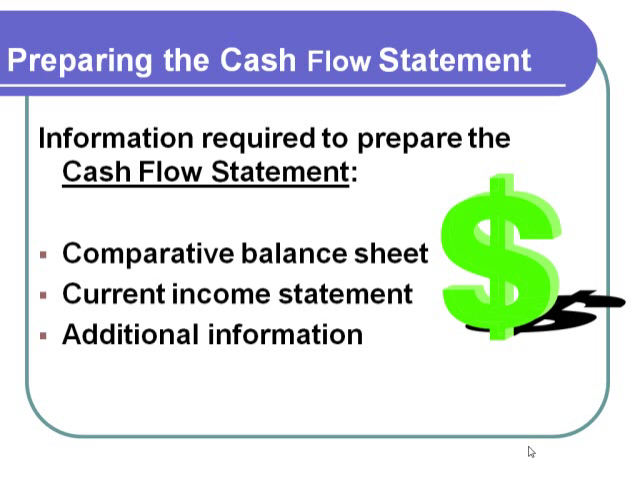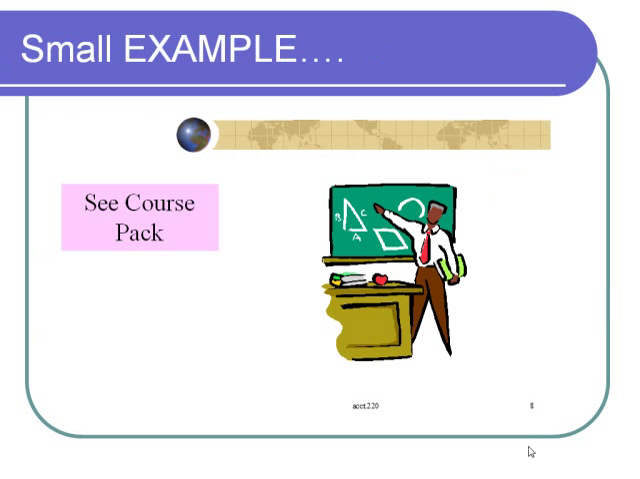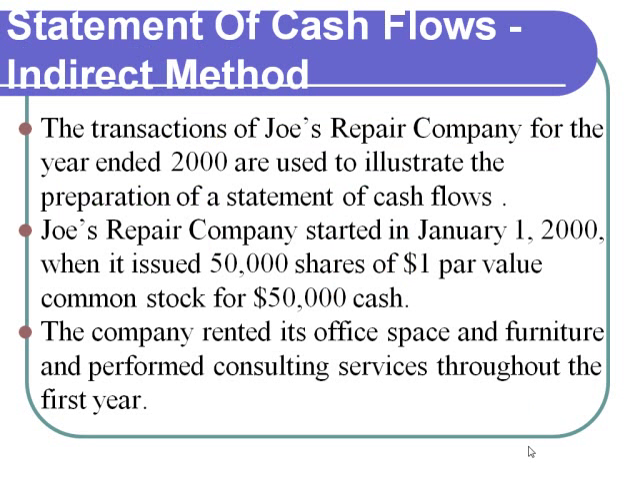What do you need in order to prepare a cash flow statement? You need a comparative balance sheet, current income statement, and additional information. So again, print out that course pack and turn to page 2 and 3 in the course pack, and you will see income statement and the balance sheet. And at the bottom of the income statement, you'll see the additional information.